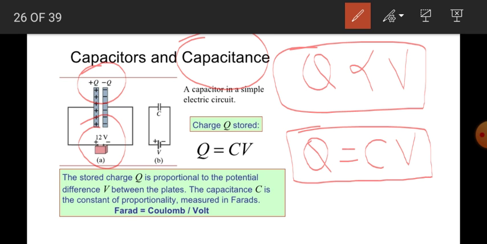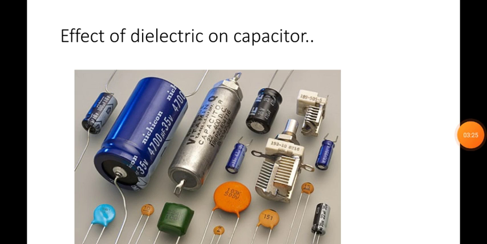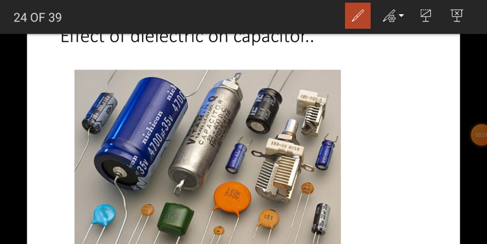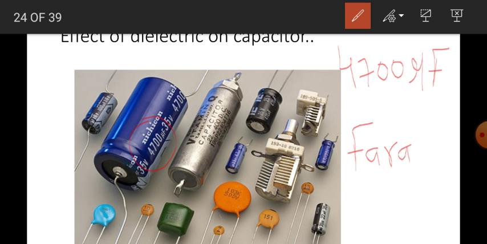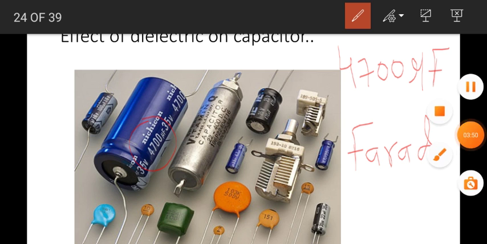So basically in this video we are going to learn about capacitance. It's a property of a capacitor. On a capacitor, its capacitance is mentioned. As you can see here in this case, it's mentioned as 4700 µF, mu for micro, F for farad. Farad is the unit of capacitance. So let's learn more about capacitance.